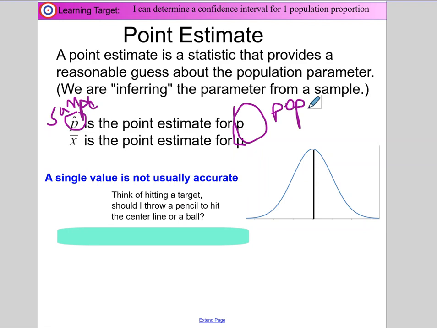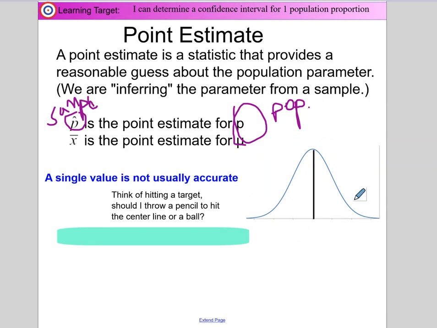So we're never going to use a single value to do this. I'm never going to say, I know from my sample that 50% of people like Starbucks, so I'm going to say 50% of the entire population does. That's not going to be very accurate. A single point is not a good idea.